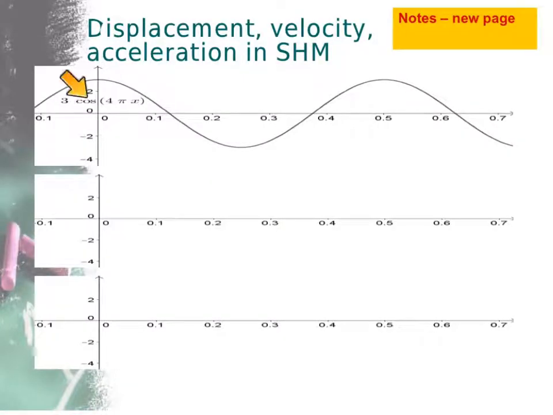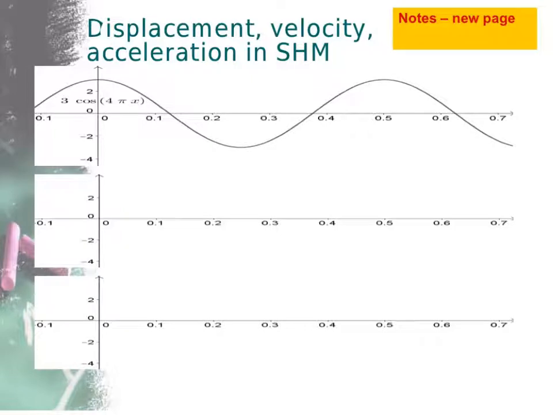So let's do that. This is the same displacement versus time curve that I had in the previous slide. I've just had to squish it down so I could fit a couple of blank graphs on here. One of those graphs is going to be my velocity versus time graph, and the other one is going to be acceleration versus time.